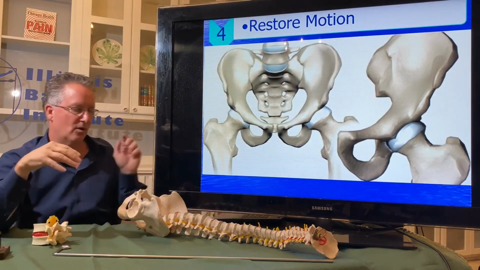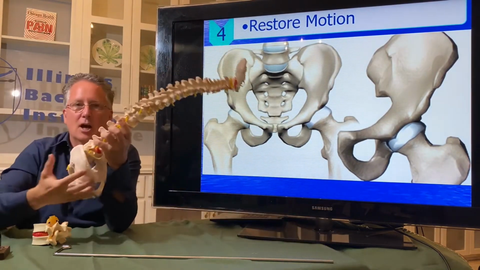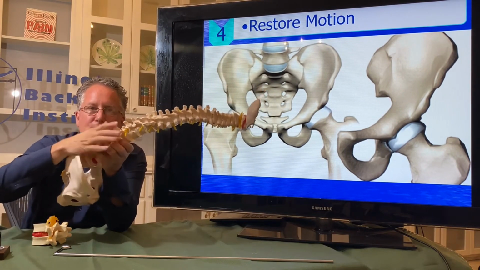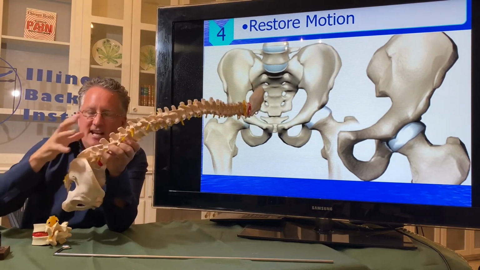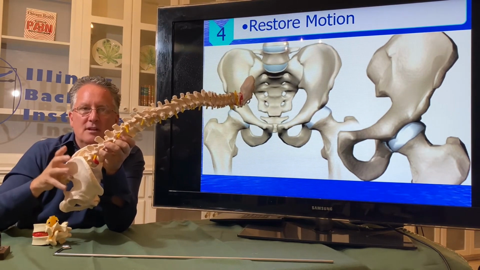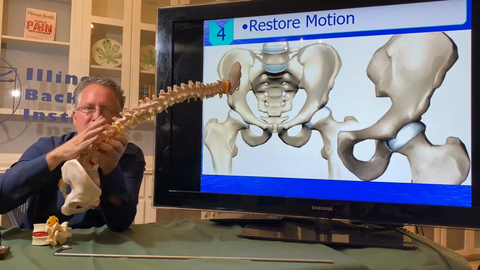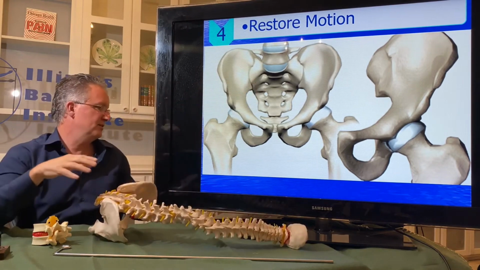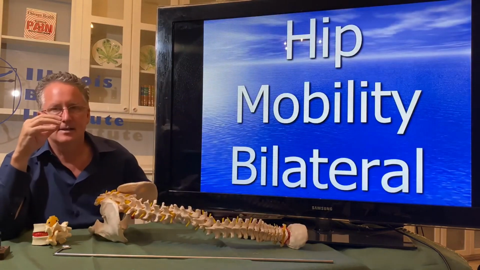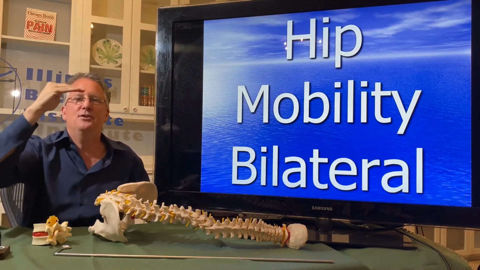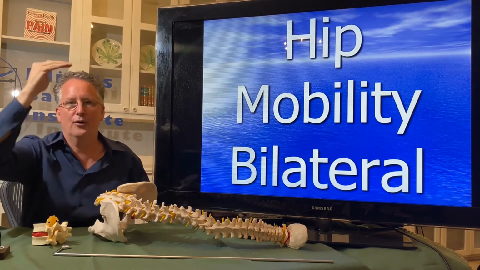Step number 4 is make sure the hips are mobile. When the hips are mobile, it takes the pressure off the spine. If your hips are tight and the hip joints aren't moving the way they should, then your spine starts to do the movement. And we know that when the spine starts to do the movement, that is bad. So the goal is to increase hip mobility, but you have to do them in the proper order.